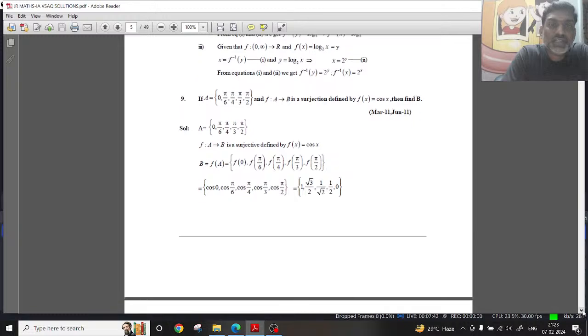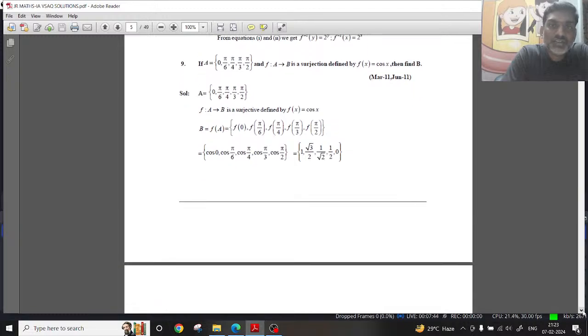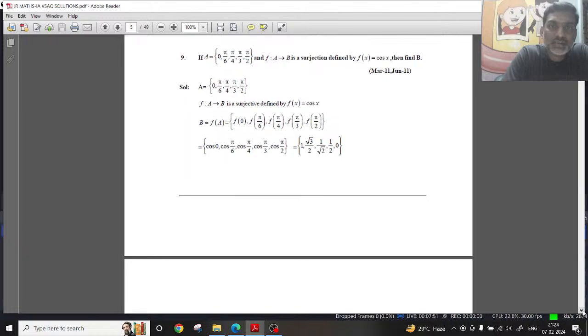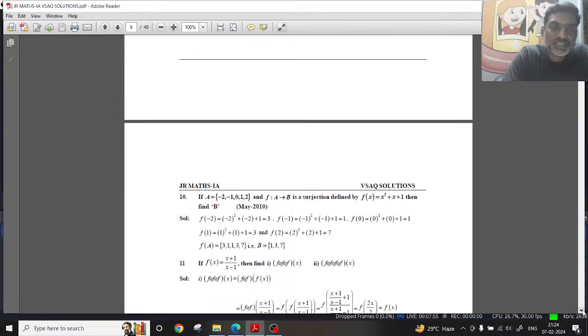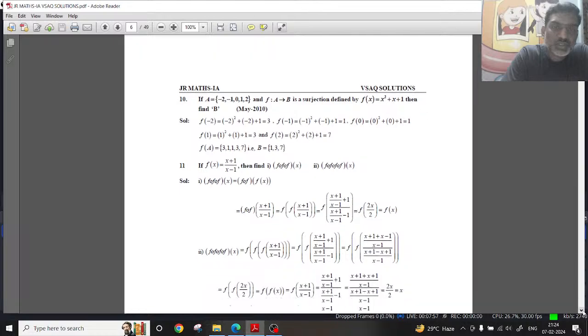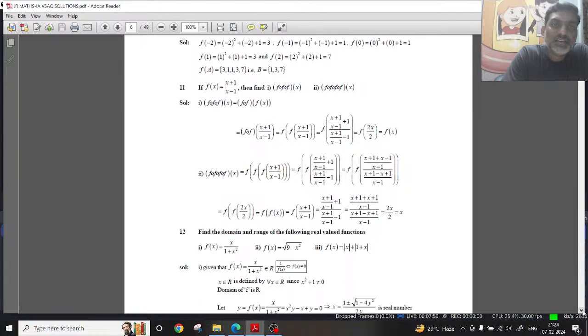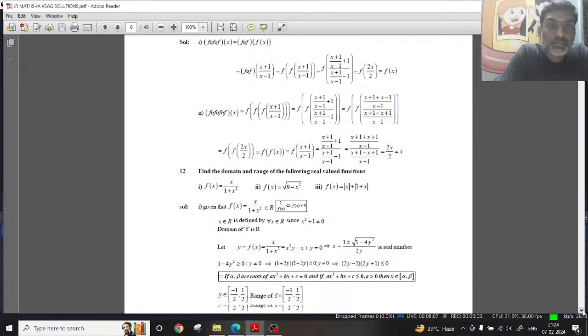In question number 9, it is already surjective, meaning onto function. Then what is B they are asking? B means codomain they are asking. Codomain and range should be the same for surjection. Question number 10 is also the same. Question number 11 is again composition, like f circle f of x. This is also an important model for 2 marks.